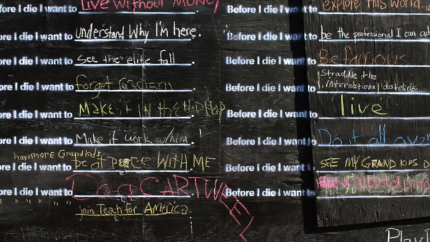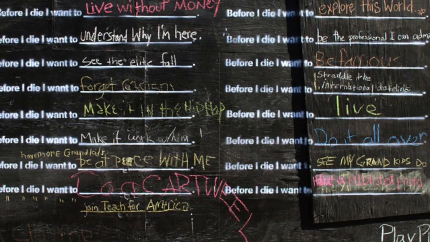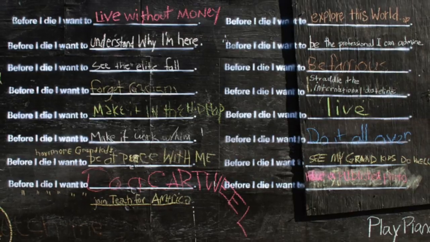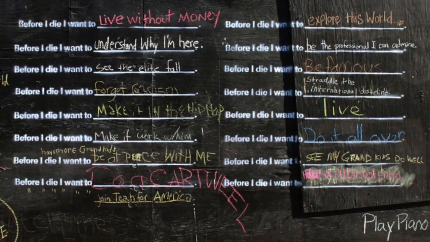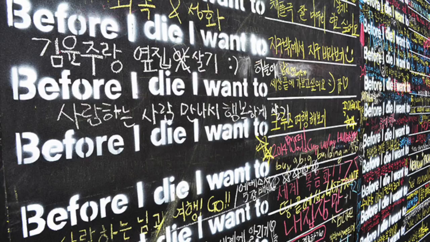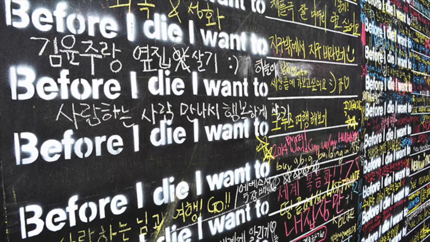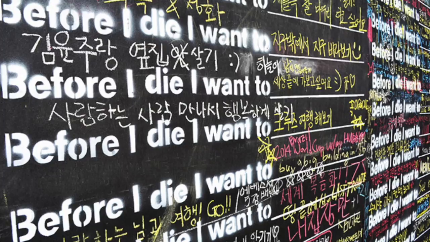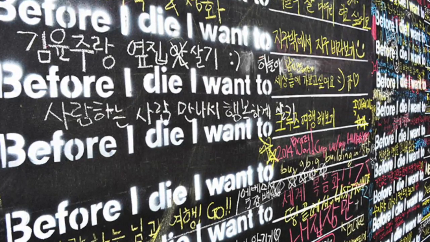She left chalk so that people passing by the wall could use the chalk to write on the wall. The wall helped her understand her neighbors and community better, and realize that she was not the only one trying to make sense of her life. The wall filled up quickly, and people started to contact Chang, asking if they could create a Before I Die wall in their own community.